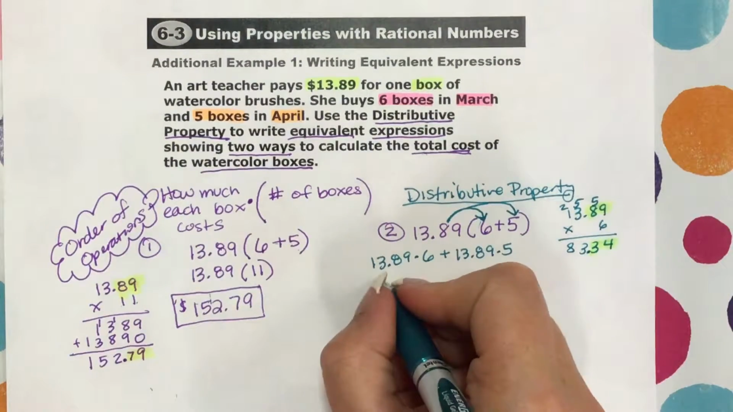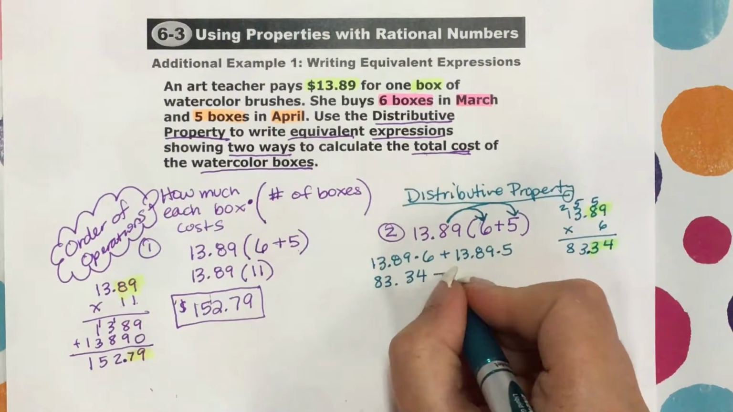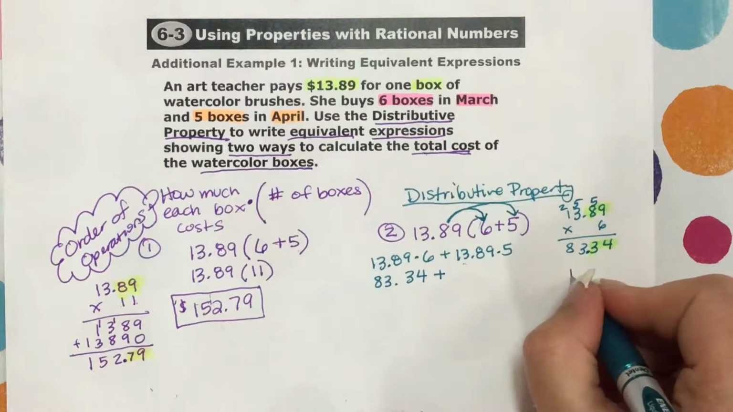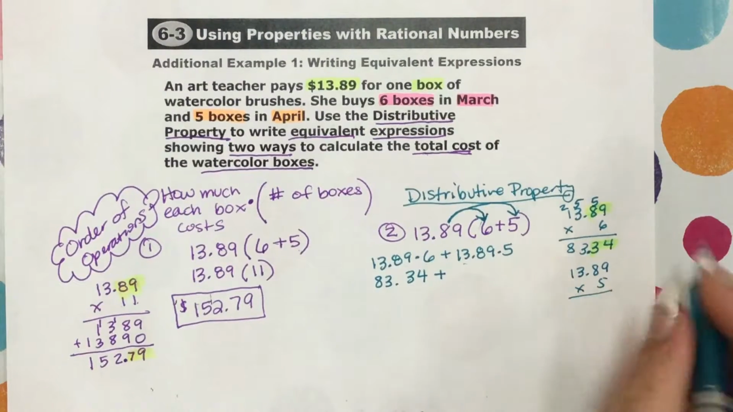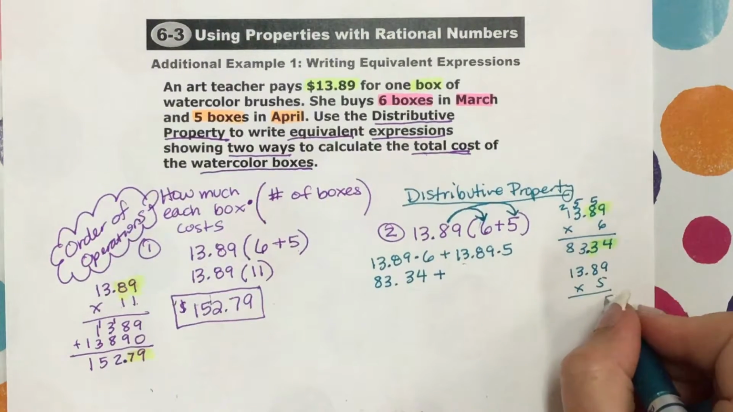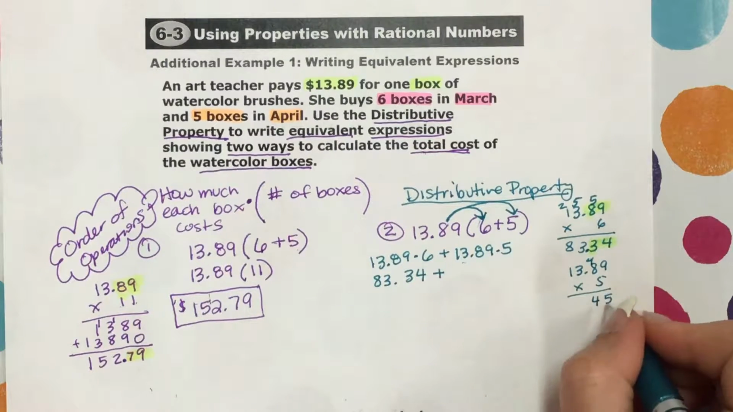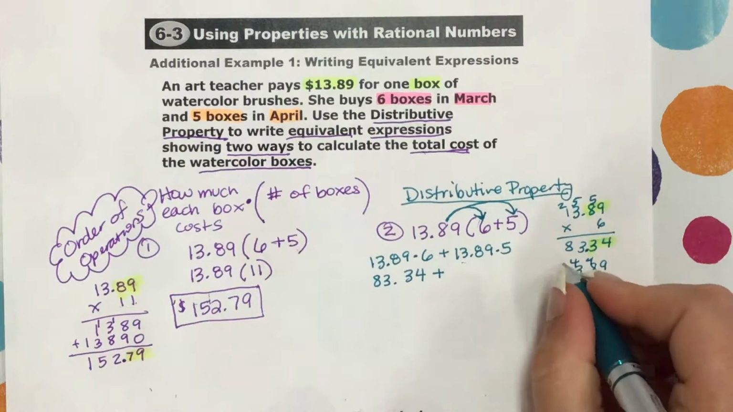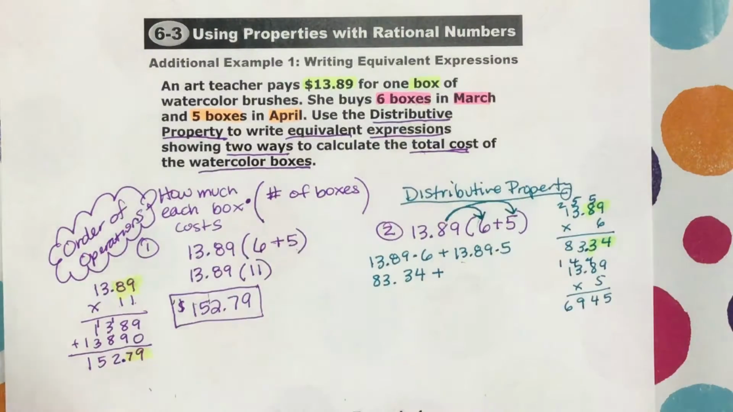So when we multiply this, this ends up being 83.34 plus, and now I need to do this multiplication, 13.89 times 5. 5 times 5 is 45. Write the 5, carry the 4. 5 times 8 is 40, plus 4 is 44. Write the 4, carry the 4. 5 times 3 is 15, plus 4 is 19. Write the 9, carry the 1. 5 times 1 is 5, plus 1 is 6.